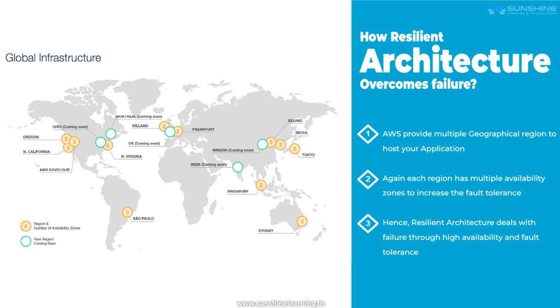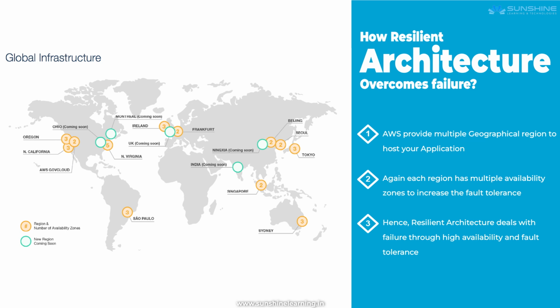So how does a resilient architecture overcome failure? AWS provides multiple geographical regions to host your application. Here you can see all the blue dots are the current active regions of AWS, and all the red dots are the coming soon regions. Each region has multiple availability zones, and each availability zone has multiple data centers.